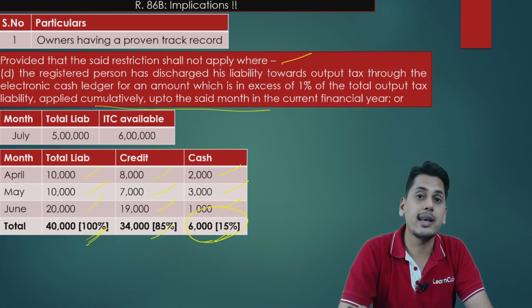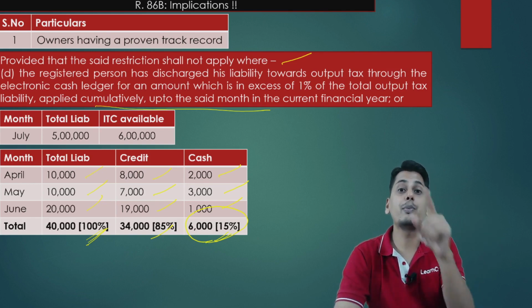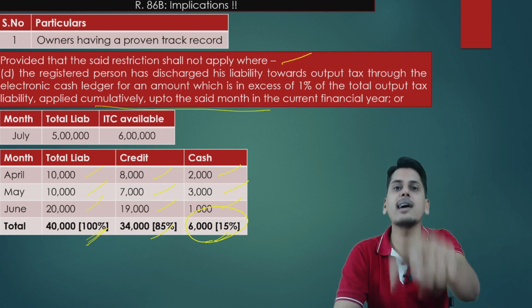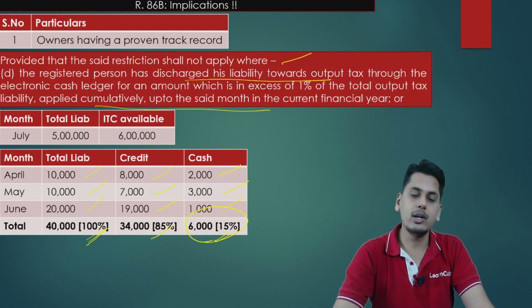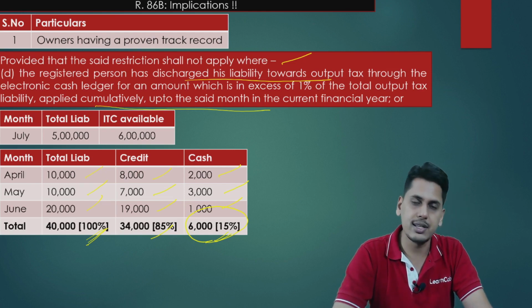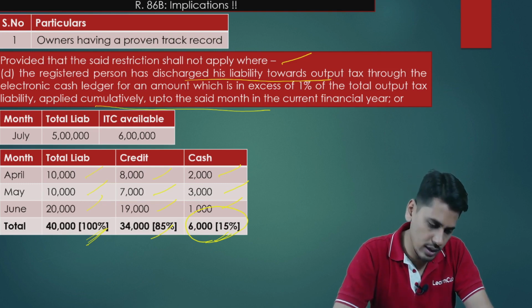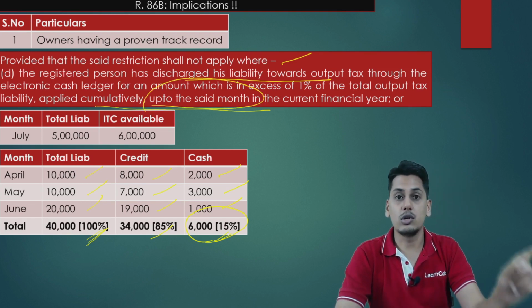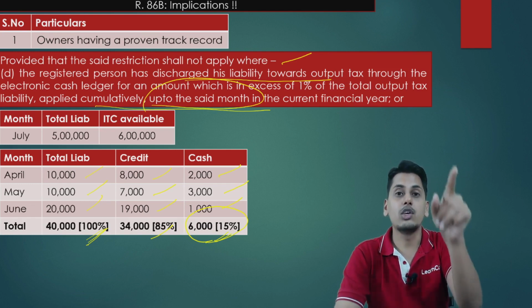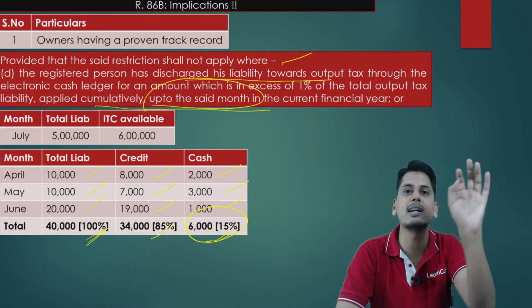Friends, please pay careful attention to the wordings. What does the wording say? Total liability up to which month? Including the current month. Let's have a relook again. The registered person has discharged his liability towards output tax through the electronic cash ledger for an amount which is in excess of 1% of the total output tax liability applied cumulatively up to the said month. So the total liability you need to compute cumulatively including the current month. Up to the said month means it includes the said month.